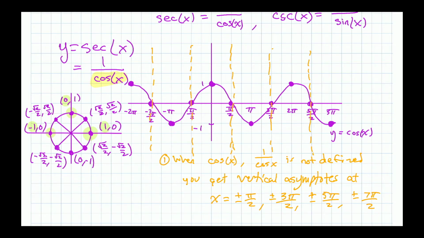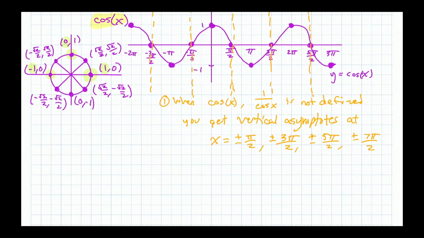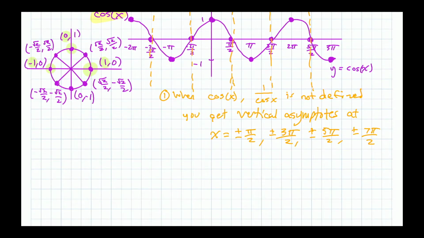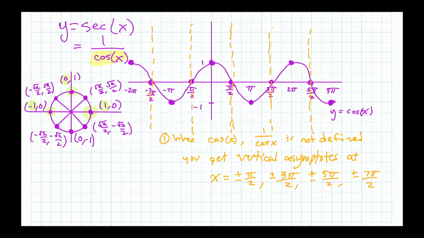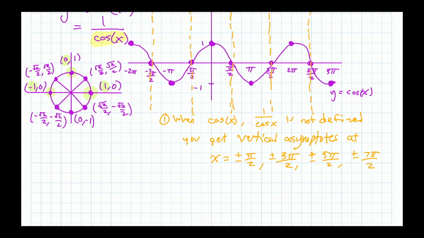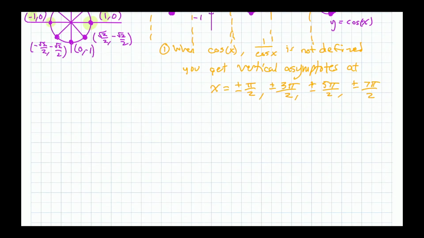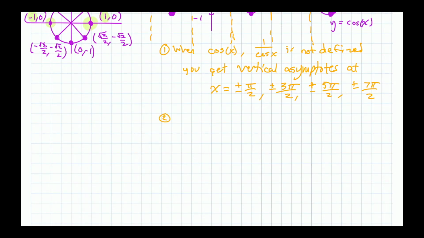But what happens in between those asymptotes, the graph is a little bit weird. As you get closer to the asymptote, the secant is going to go to infinity. It's going to jump up to infinity or down to -infinity. But let me just pick a couple of points here. Let's just work out a couple of values.